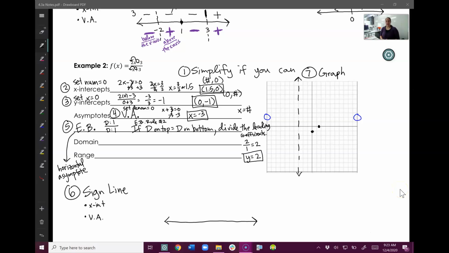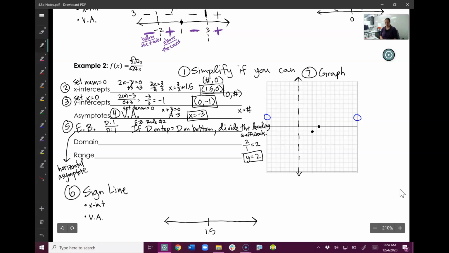Let's do our second example for finishing graphing rational functions. We need to do step 6, our sign line, and step 7, graphing. So just a reminder, sign line, we put x-intercepts and vertical asymptotes on it. So this problem, from what we had done, we had an x-intercept of 1.5.